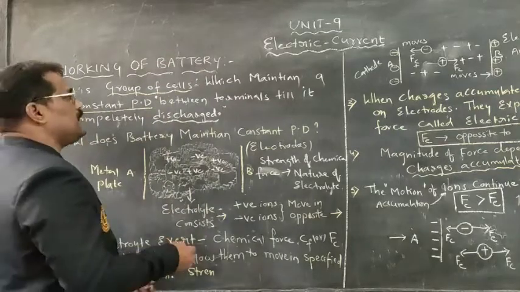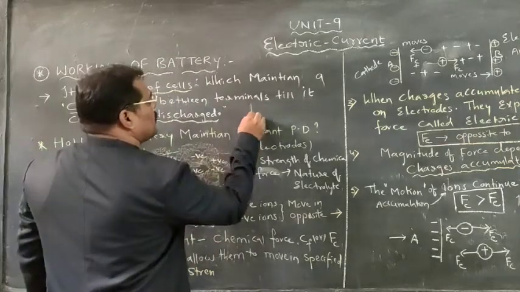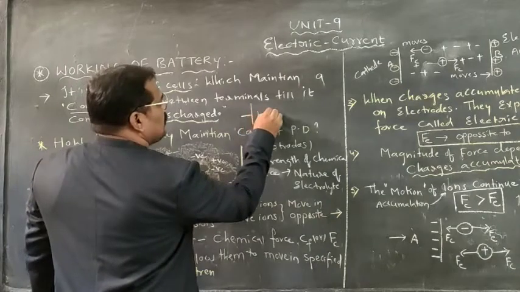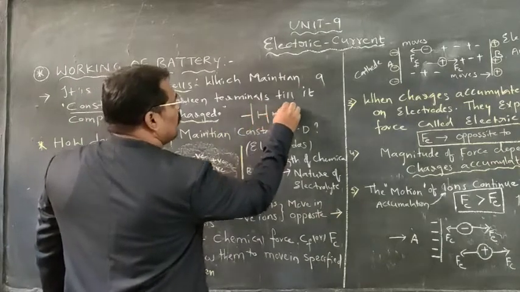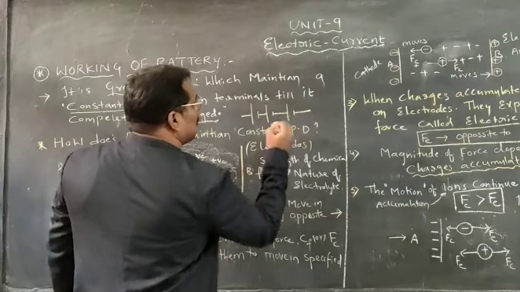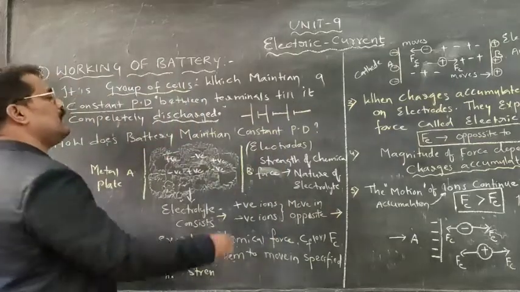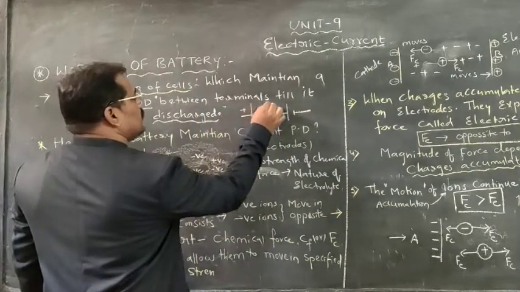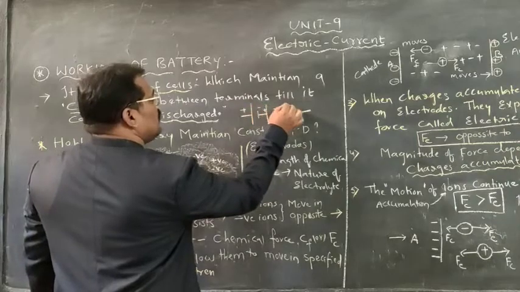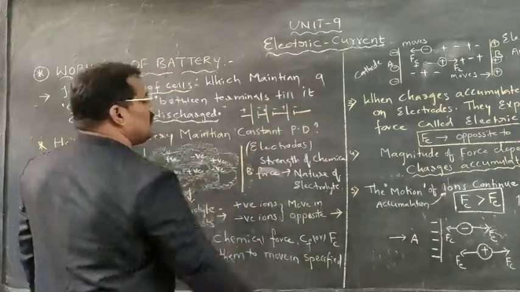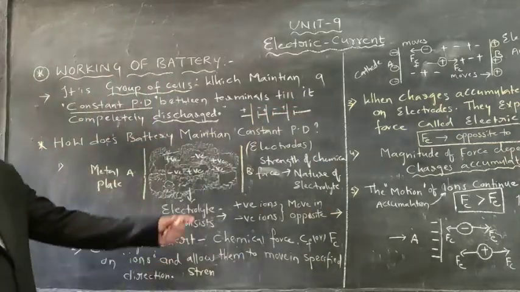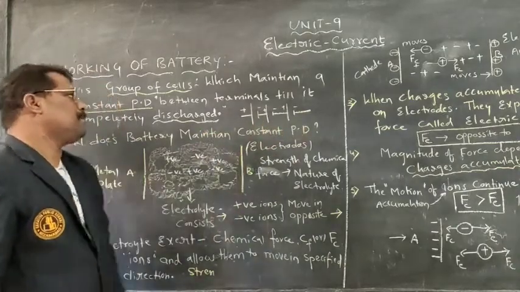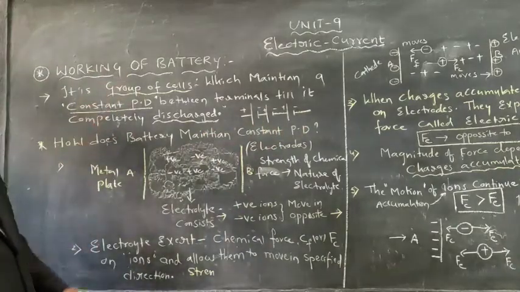The symbol of this battery can be given as a group of cells connected together. This is called the symbol of a battery, consisting of a positive terminal and a negative terminal, repeated three times. That is regarding the battery.